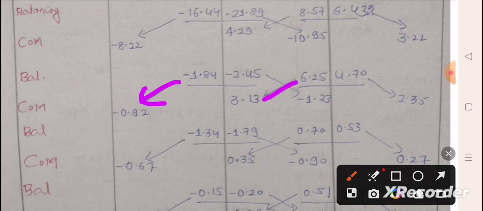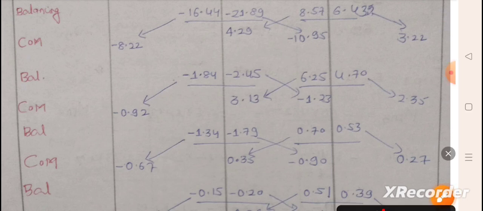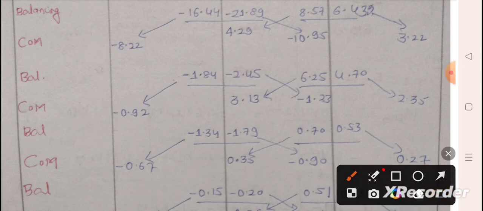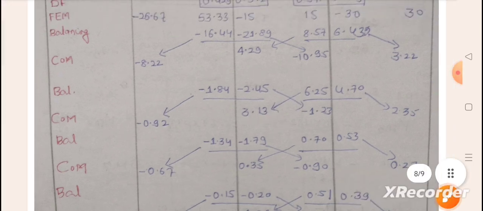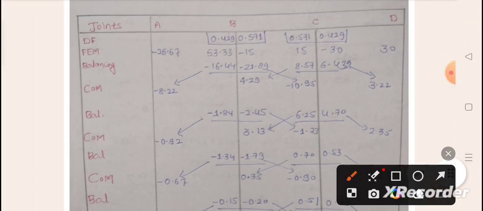Same thing, half of 6.25 will be 3.14. Half of 2.45 will be 1.23, and 4.7 is 1. Same thing will be repeated now. Again what will we do now? Again this 3.13 should be multiplied with what? Multiply with 0.429. If we multiply with 0.429, you are getting plus 1.34.